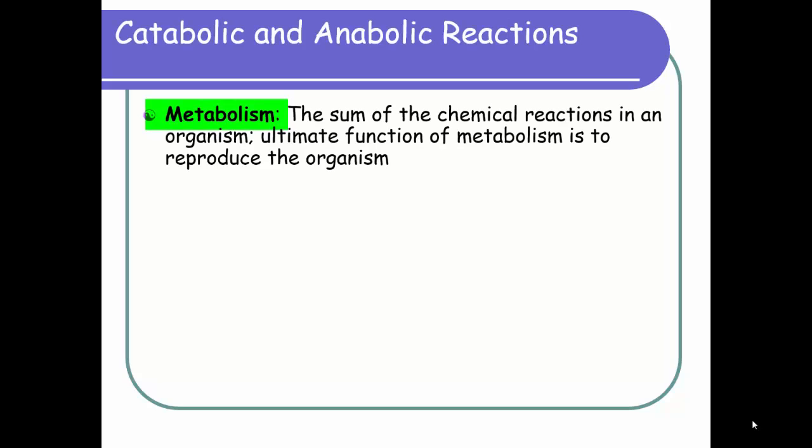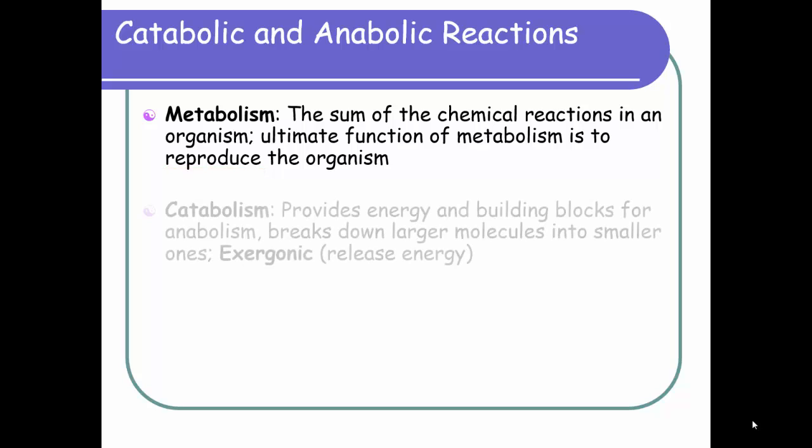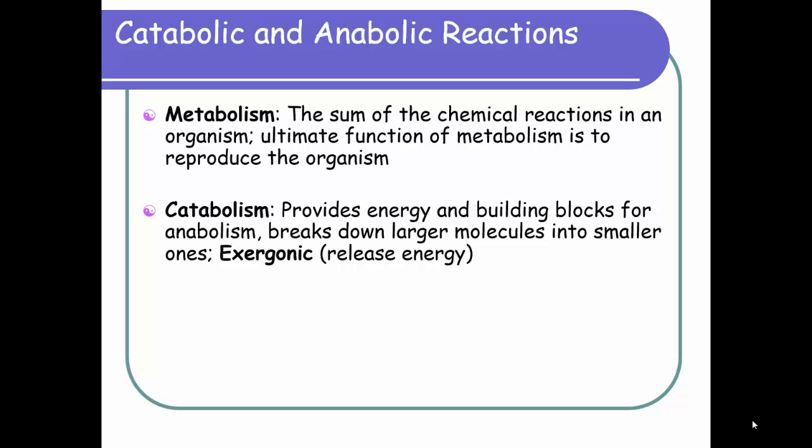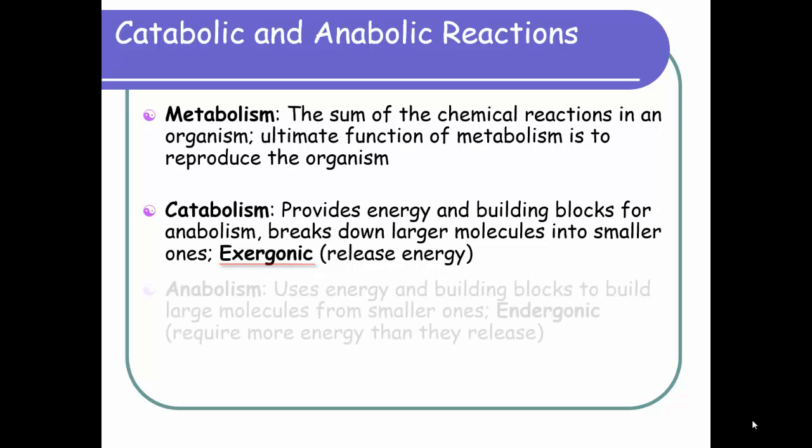Metabolism is the sum of chemical reactions in an organism. Ultimate function of metabolism is to reproduce the organism, and in order to do that, we have to make energy. We have two processes by which we do metabolism. The first, catabolism, provides energy and the building blocks for anabolism. Catabolism breaks down larger molecules into smaller ones. In doing so, it releases energy, and so catabolic reactions are considered exergonic, meaning energy exits.